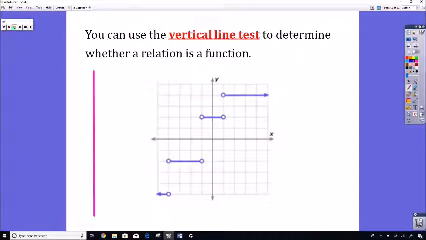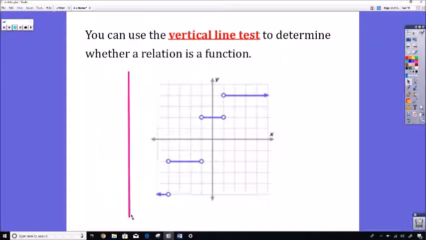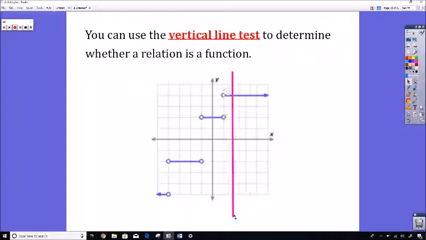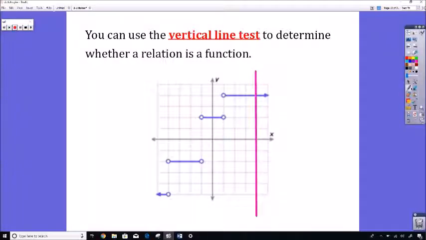Last one. Take your vertical line, let it go across. Now here it's okay. There's no points it's touching, but that's okay. We continue to move across, and it looks like we're going to be okay. So yes, this is a function.